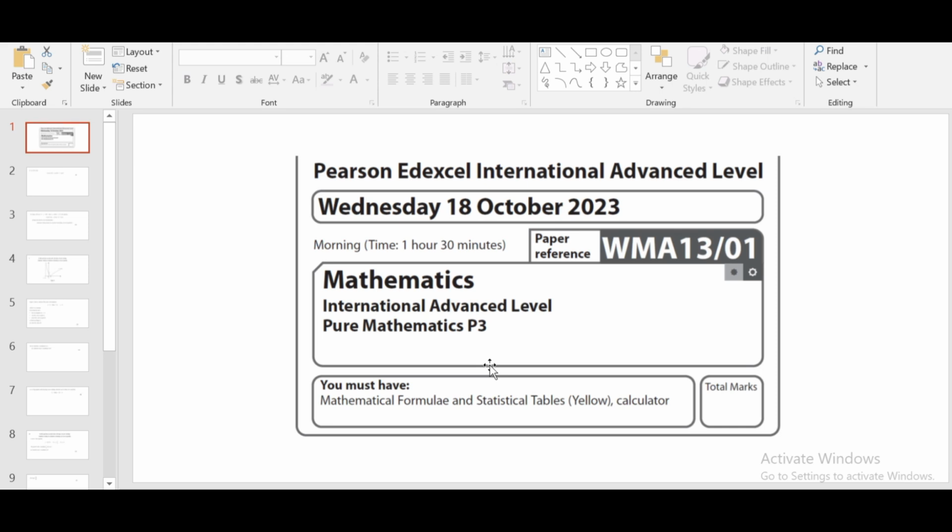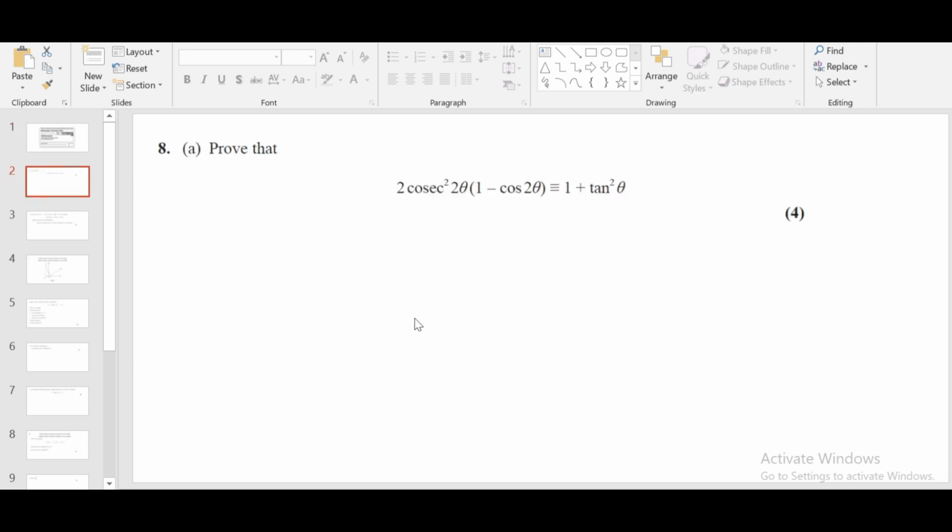Here we are solving October 2023 Pure Math 3 paper. In the previous two videos we looked at question number 1 to 7. Now let's start with question number 8, part A. Prove that 2 cosecant square 2 theta times 1 minus cos 2 theta is equal to 1 plus tan square 2 theta.